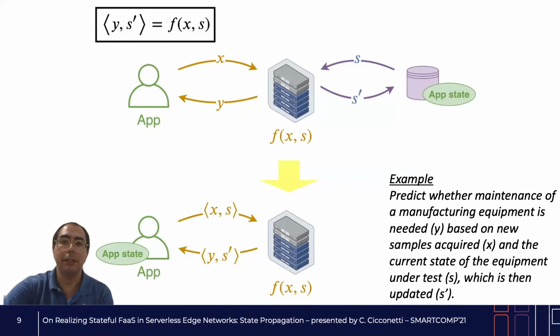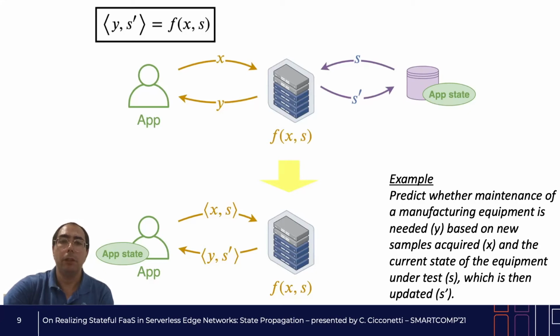Also, the state has to be updated because the new samples have to go into the new state after the function has been executed. So in the cloud, top part of the diagram, the application invokes the function f only with the new samples. The container which is hosting the function retrieves the state s from a storage system. It performs the computation based on x and s, and then it returns back the result to the client as y, and the updated state as s prime to the distributed storage system.